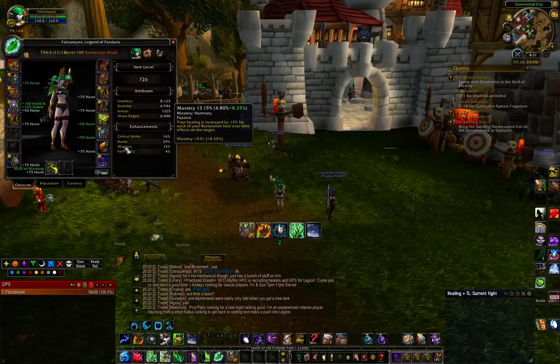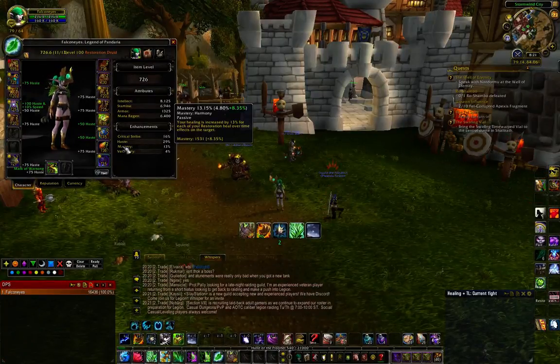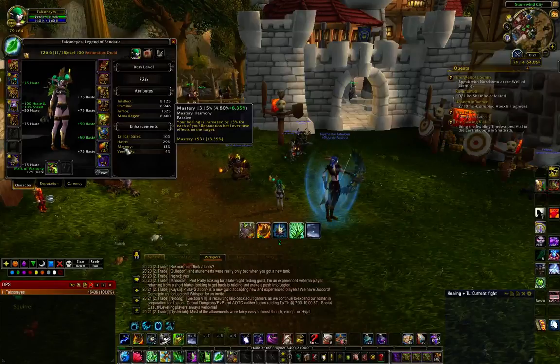First of all, it used to be that mastery would truncate down to the next lowest whole number. So, for example, my 13.15% here would get truncated down to 13%. That is no longer the case. This also meant that if you had 13.99%, you would be losing 0.99% of your mastery. So that sucked. At least in the case of a Resto Druid, it is no longer the case that mastery gets truncated. So with 13.15%, you get every benefit from all of your mastery.